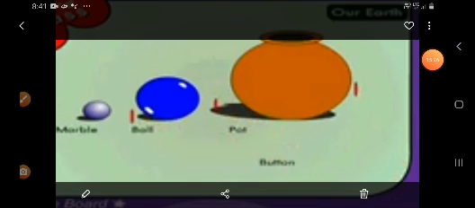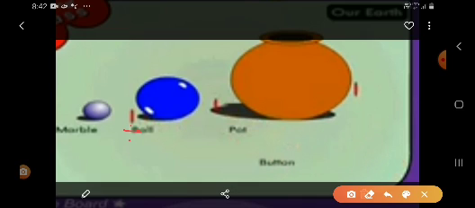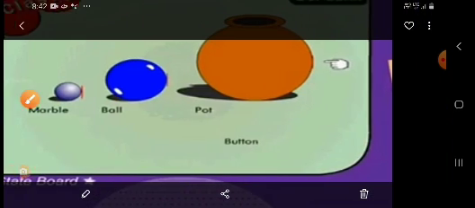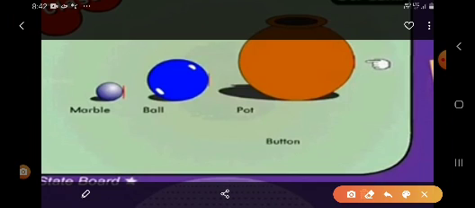Now children, take these three buttons and place one on each of the things. For example, this first button will be laid on the marble, this button will be laid on the ball, and this button will be laid on the pot. So children, let us see what happens. Here is the button, here is the button and here is the button.